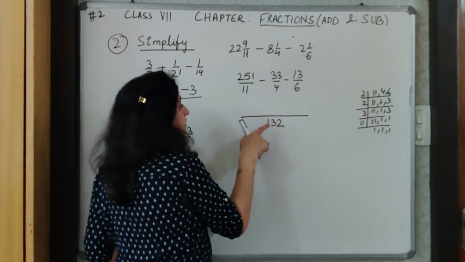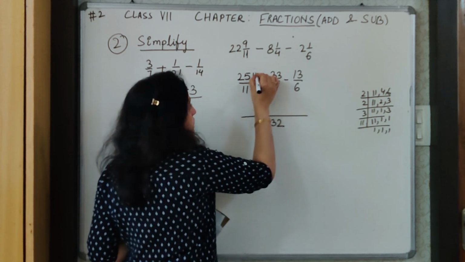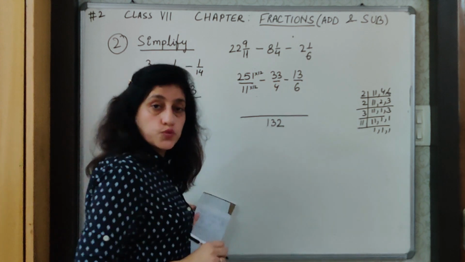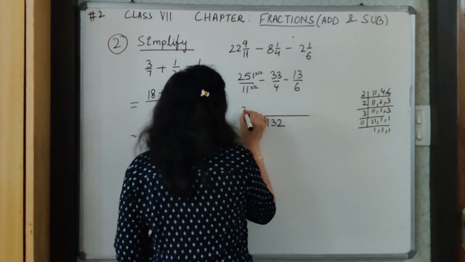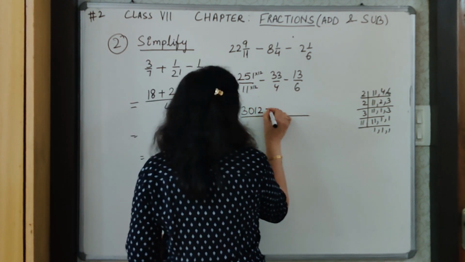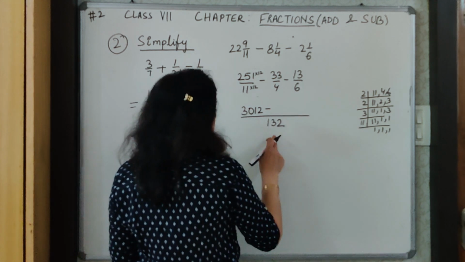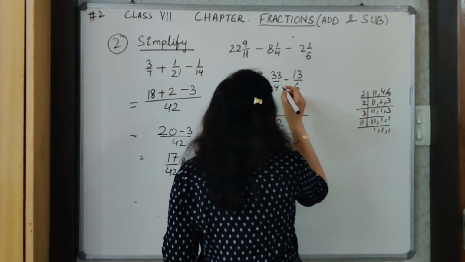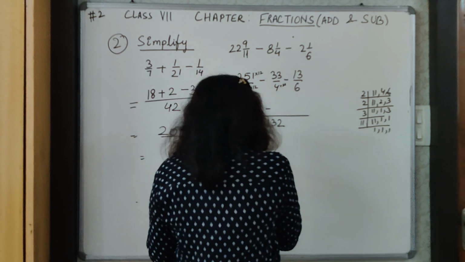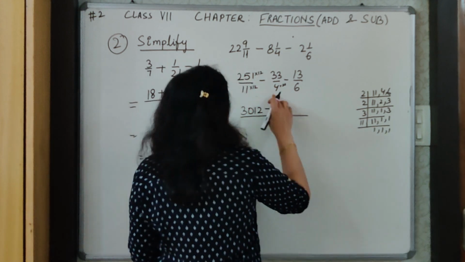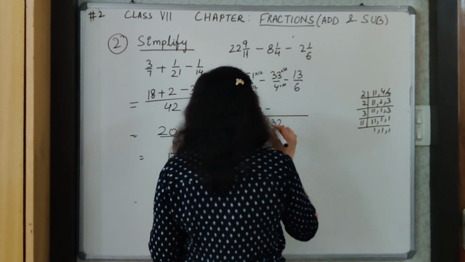Just now I said 12 11s. So this 11 will be multiplied by 12 to make it 132, which means 251 also has to be multiplied by 12. You multiply and see, it will come to 3012. Minus, 4 into how many times will make it 132? 33 times. 4 into 33 will make it 132. So 33 multiplied by 33 gives me 1089.